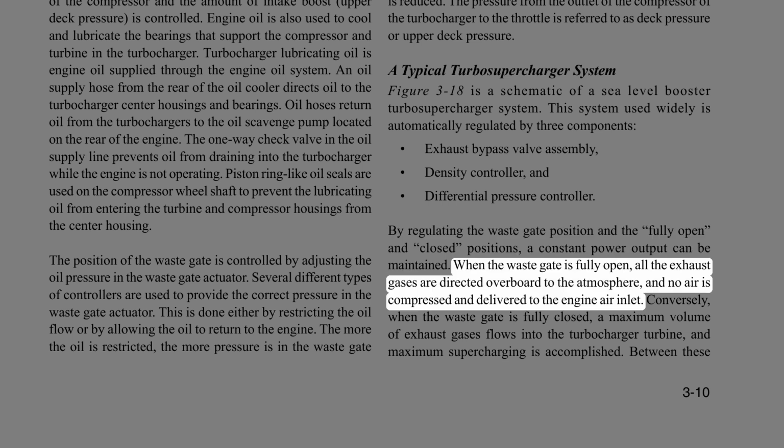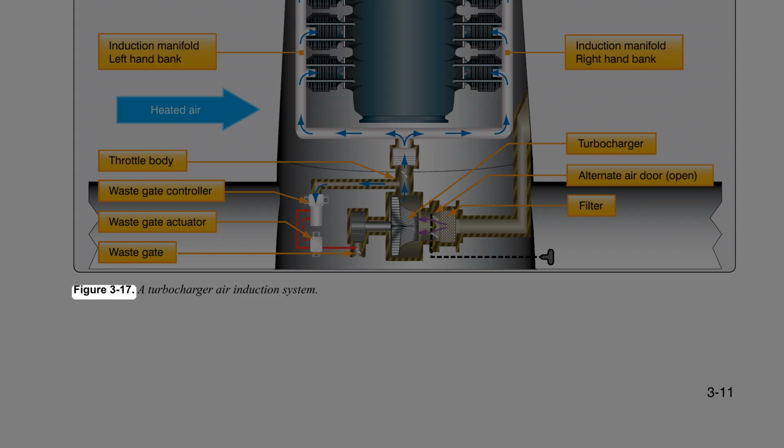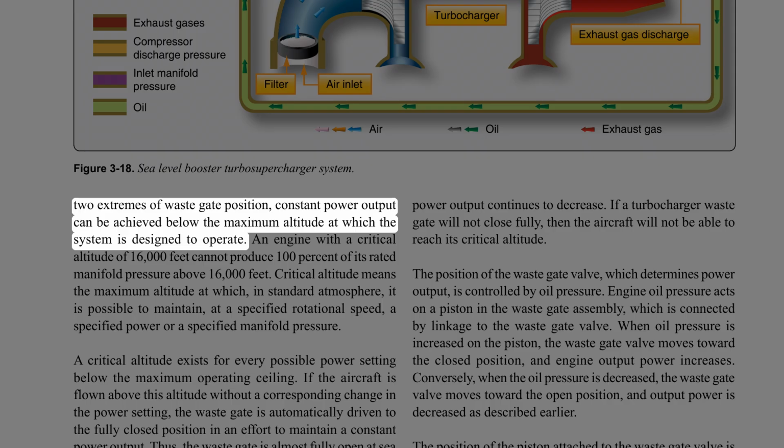When the wastegate is fully open, all the exhaust gases are directed overboard to the atmosphere, and no air is compressed and delivered to the engine air inlet. Conversely, when the wastegate is fully closed, a maximum volume of exhaust gases flows into the turbocharger turbine, and maximum supercharging is accomplished. Between these two extremes of wastegate position, Figure 3-17, a turbocharger air induction system, constant power output can be achieved below the maximum altitude at which the system is designed to operate.